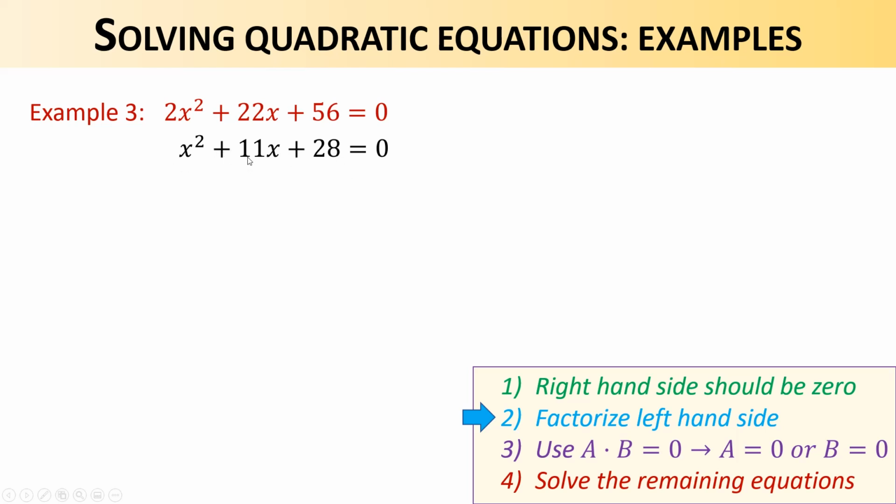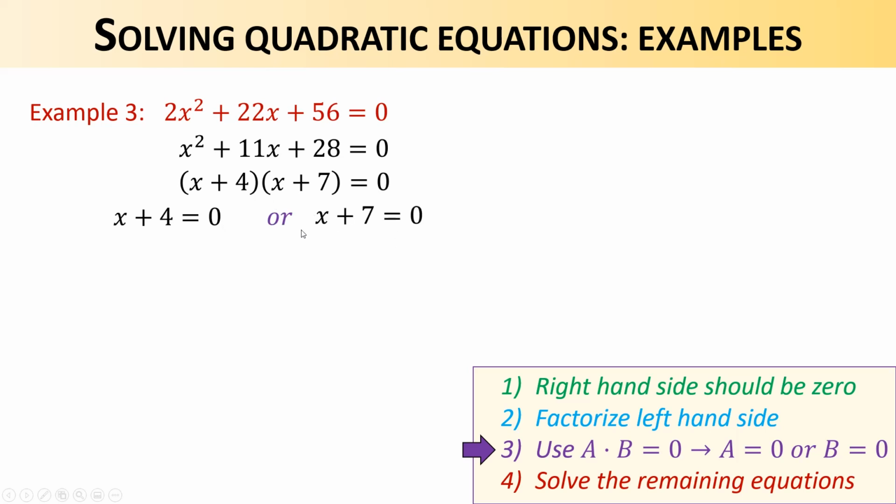Using the sum product method, we look for two numbers whose sum is 11 and whose product is 28. There aren't so many options for 28, and the option we're looking for here is 4 times 7, and 4 plus 7 is 11, so that works. So x plus 4 times x plus 7 equals 0. Using the a times b principle, this means that either x plus 4 equals 0 or x plus 7 equals 0. And then solving the remaining equations, if x plus 4 is 0, then x has to be minus 4. And if x plus 7 is 0, then x has to be minus 7. So these are our solutions.